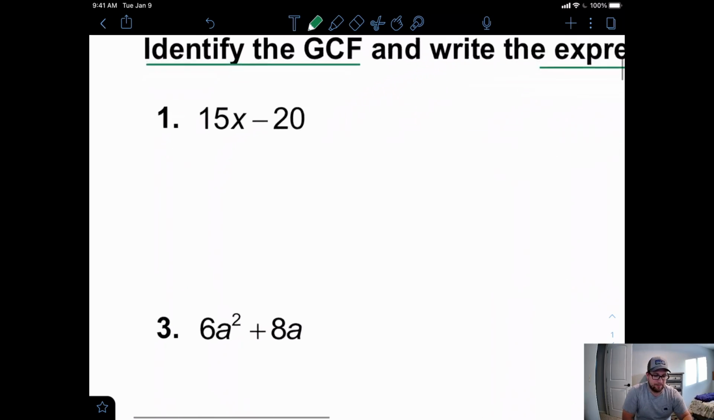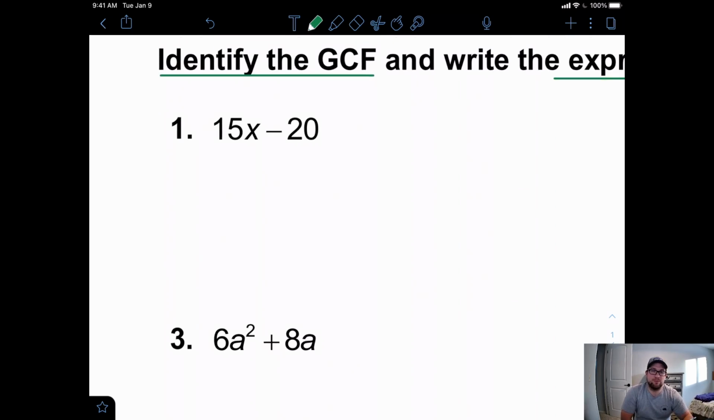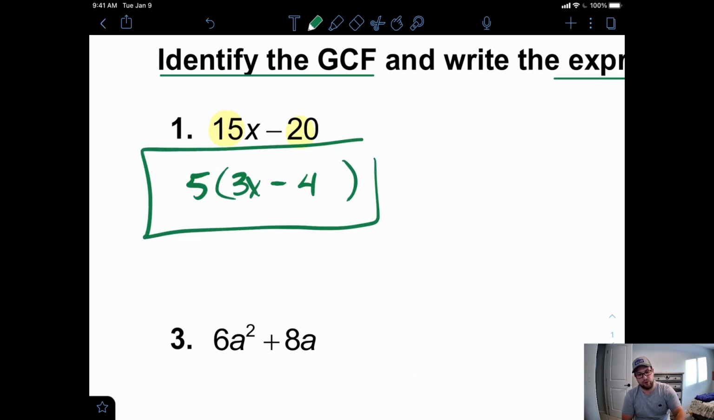So when I look up here at problem number 1, the first thing I should be thinking is, is there any number that divides into 15 and 20? And of course the answer is 5. That means you can pull a 5 out of both of those. 15x divided by 5 would leave us with 3x, and 20 divided by 5 would leave us with 4. So I have 5 times 3x minus 4, which will be my final answer.